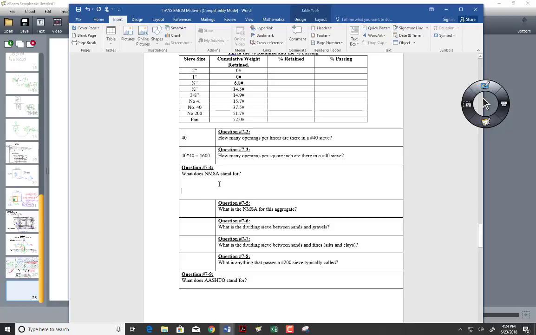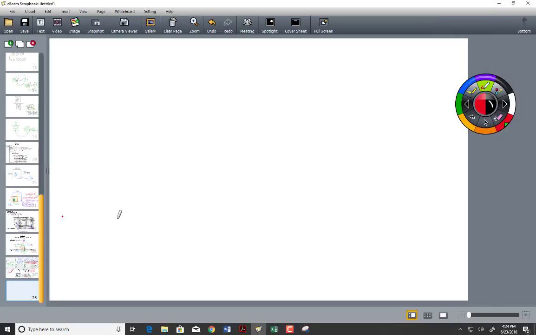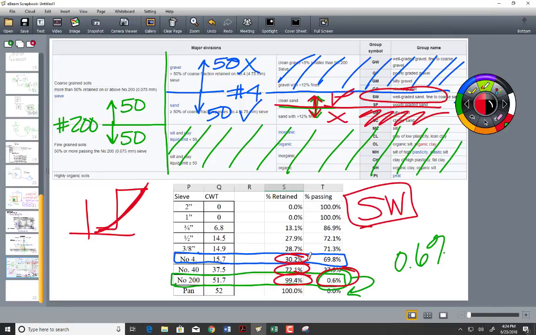What does NMSA stand for? Nominal maximum size aggregate. What is your largest rock? On our example over here, what's our NMSA for this material? The nominal size is the 3/4. Yeah, it'd be a 3/4.